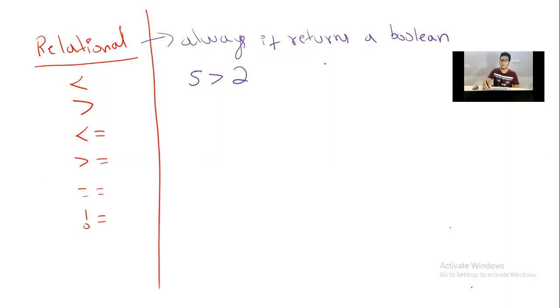Fine. So what you have to understand, your relational operator will always give you yes or no, that is Boolean values. And Boolean value means it is true and false. So is 5 greater than 2? Yes, the answer for this will be true. Answer will be true here. And in Java, true and false are in lowercase only.